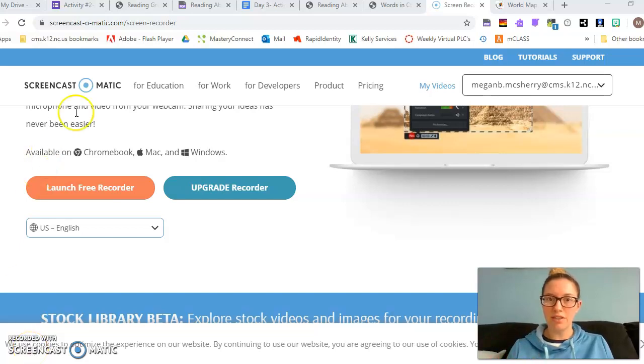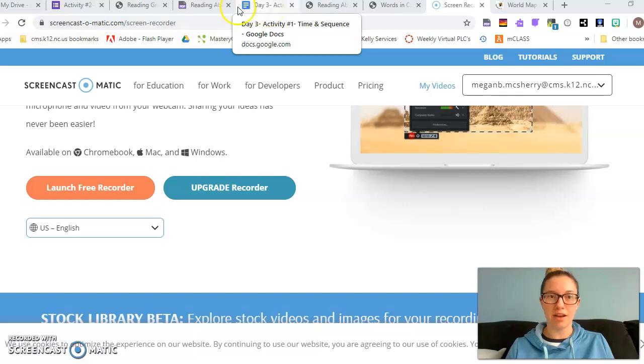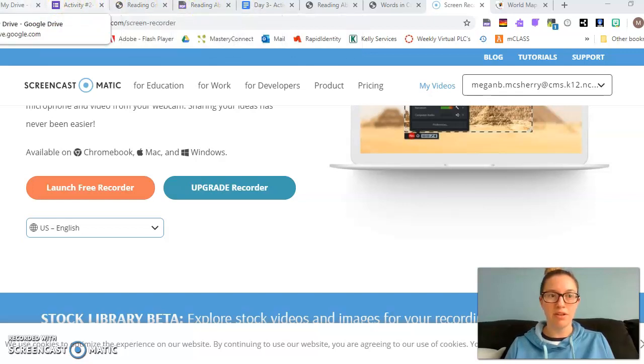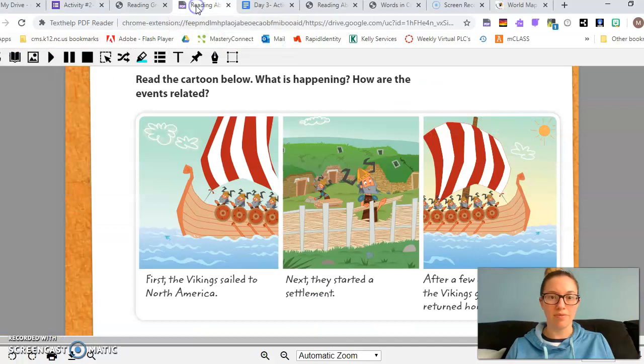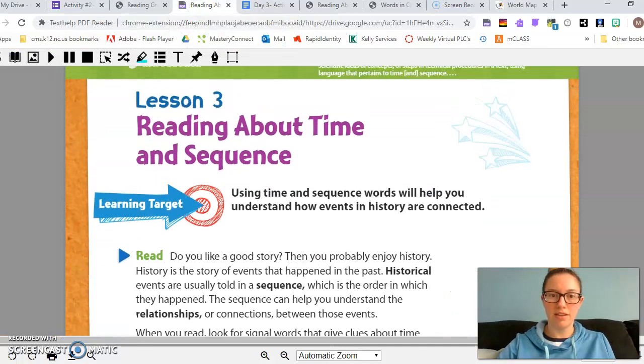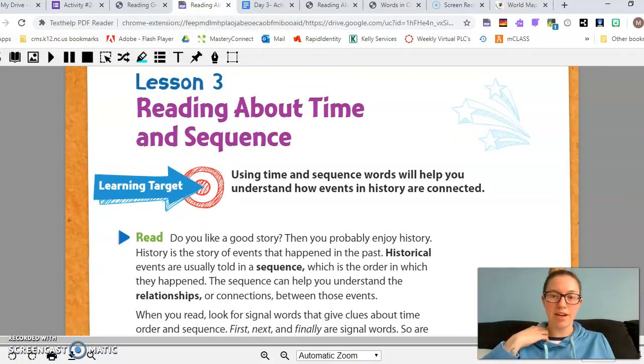Hey guys, so we're going to be doing lesson 3 today. If you will go and pull up your iReady lesson, it will be lesson 3 right here, and it's about reading about time and sequence. So let's read the learning target.